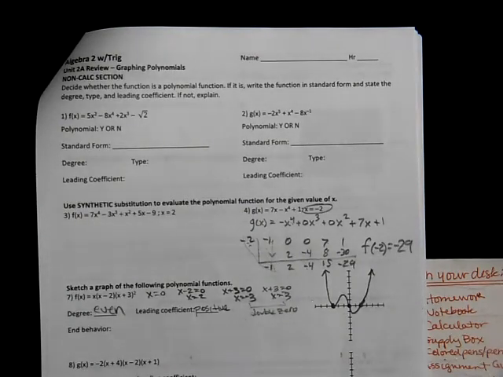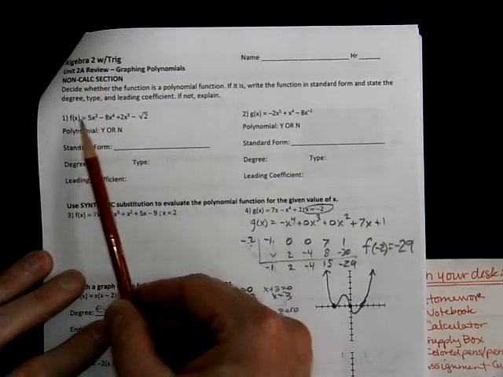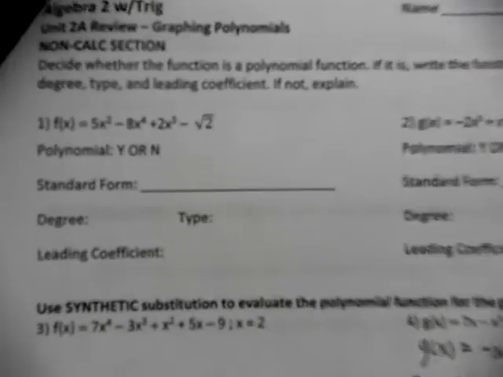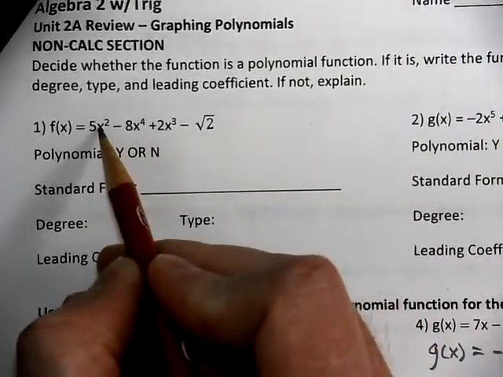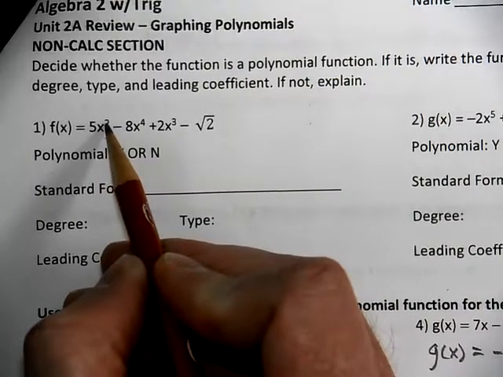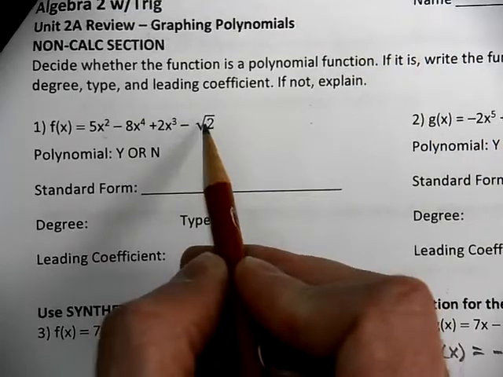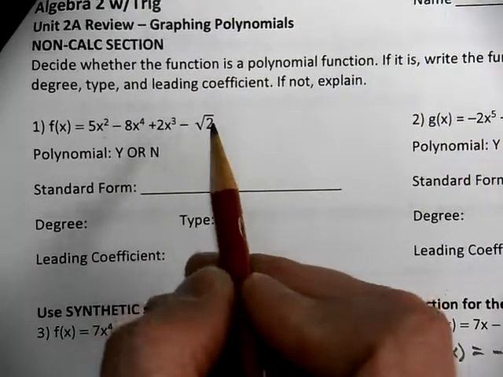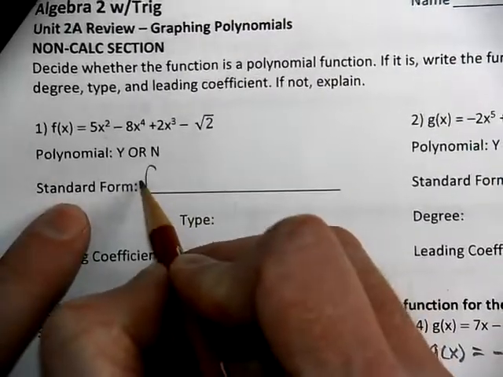This is Algebra 2 with Trig, working on Unit 2A review. This first question, we're trying to determine if this is a polynomial, and looking at its format, I notice that the x's all have positive exponents, and it's okay to have a square root on a number because that's a real value. So we're going to rewrite in standard form.